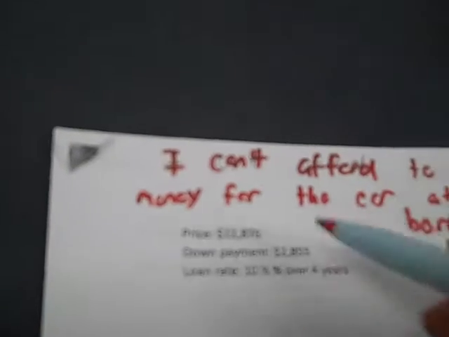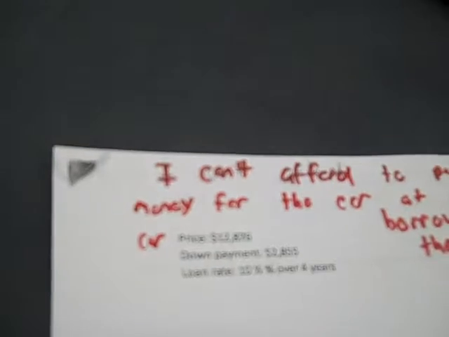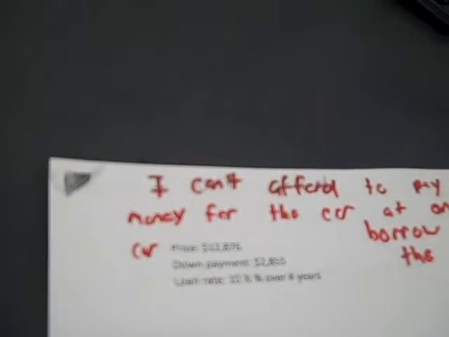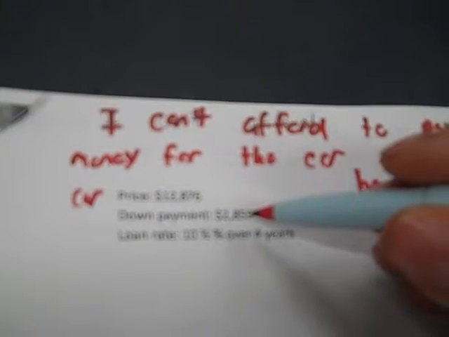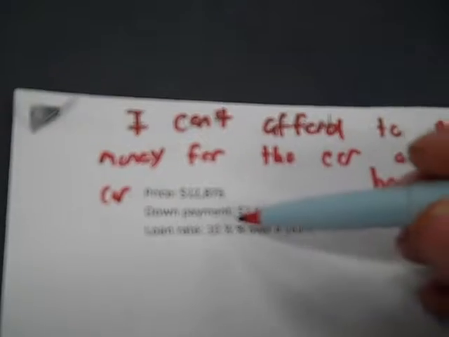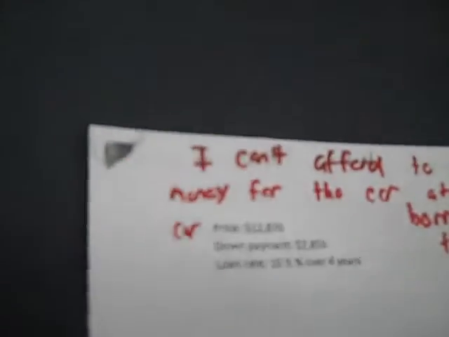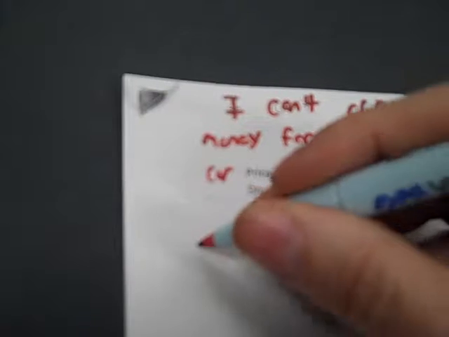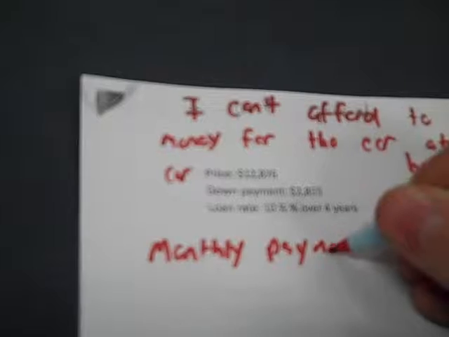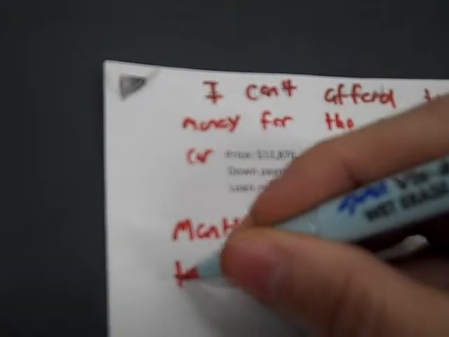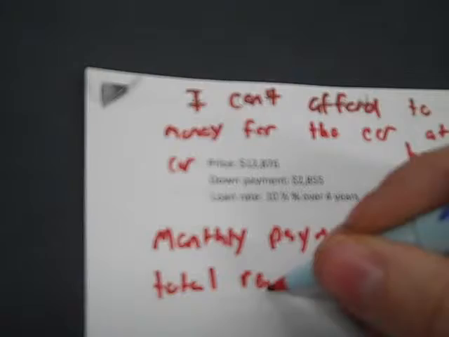Now, the price of the car, I put car price. The price of the car is $12,876. I make a down payment of $2,855. The loan rate is 10.5% over 4 years. So 10.5% over 4 years is $256 per 100. Now, the two things we have to find are the monthly payment and the total repaid.